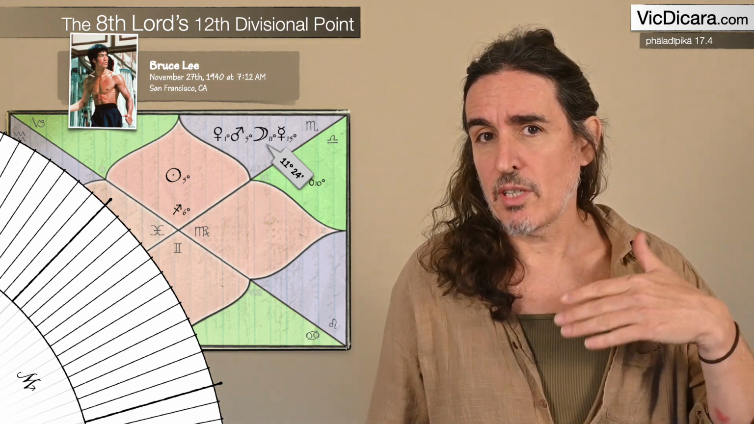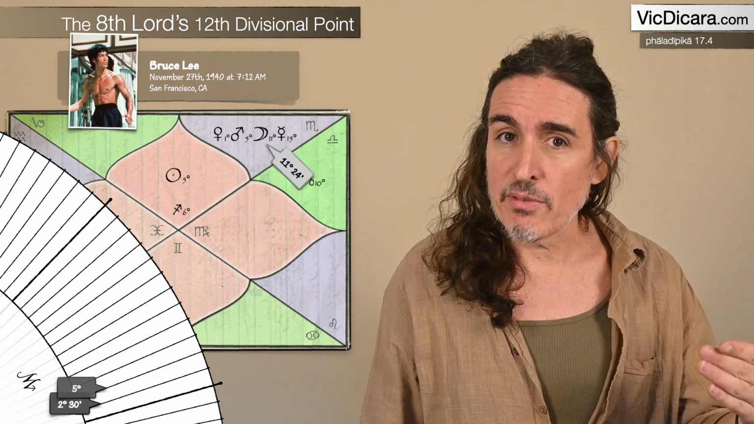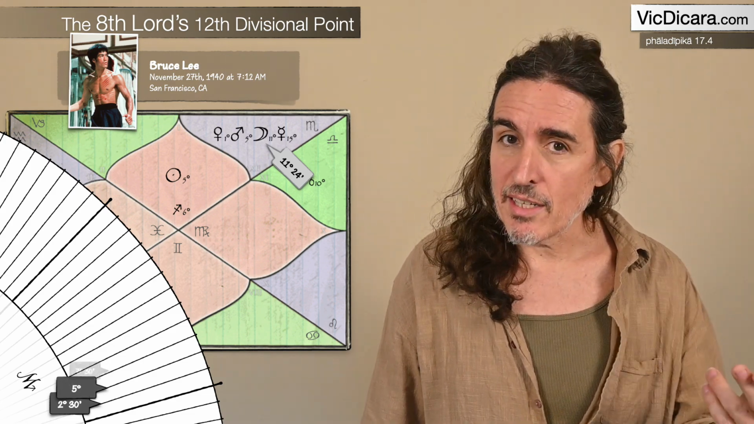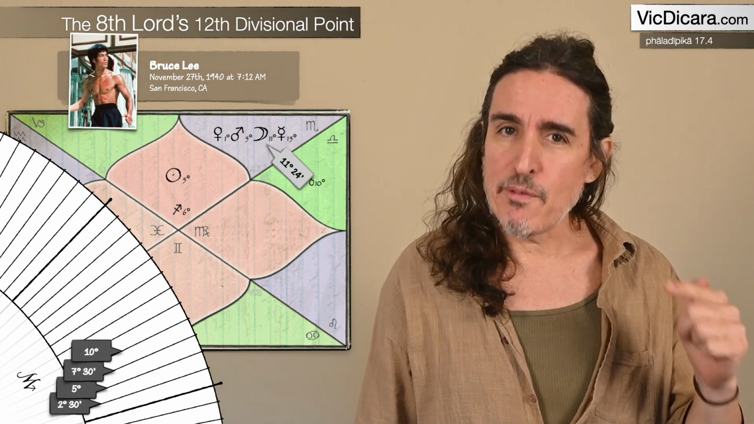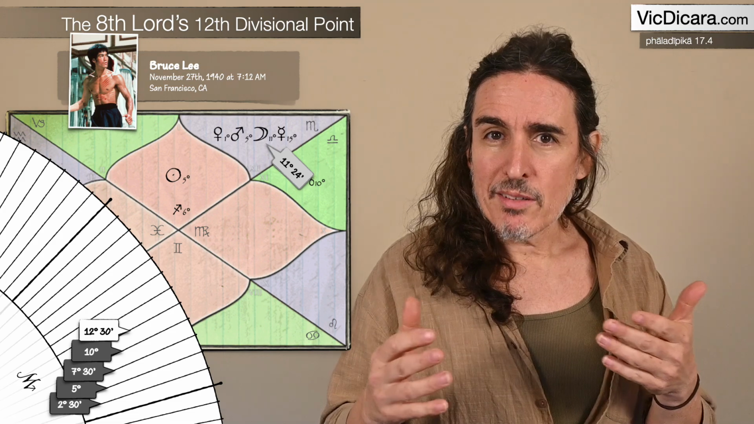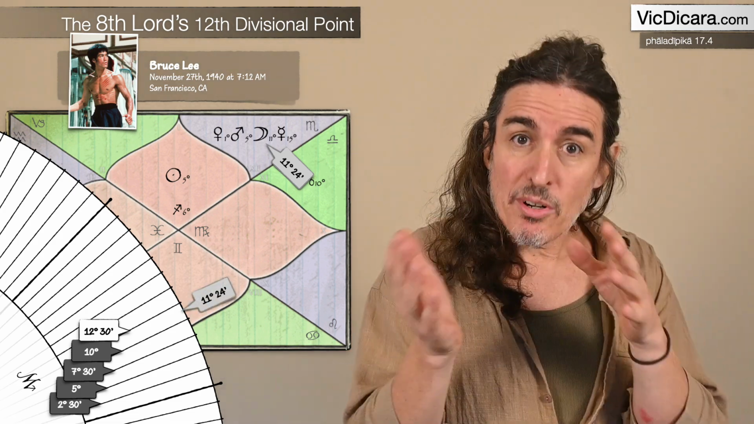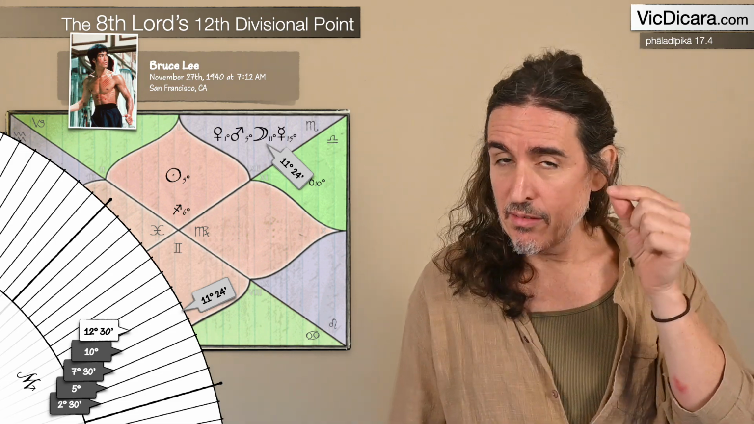The first subdivision ends at 2.5 degrees. The second subdivision ends at 5. The third ends at 7.5. The fourth ends at 10. And the fifth ends at 12.5. So Bruce Lee's moon being around 11.5 degrees is somewhere in that 5th subdivision. Now we just need to identify that subdivision.